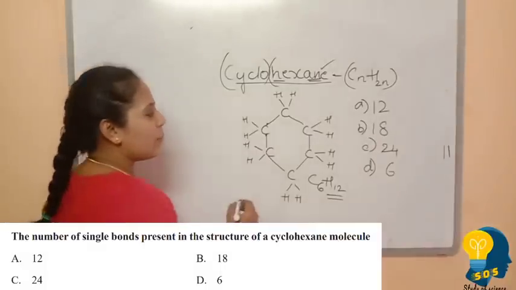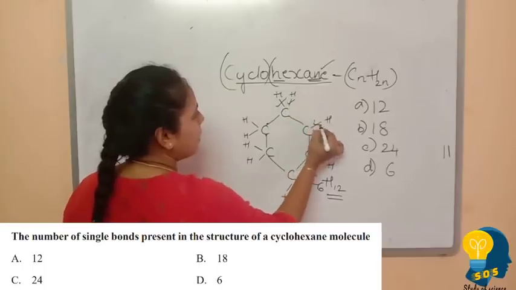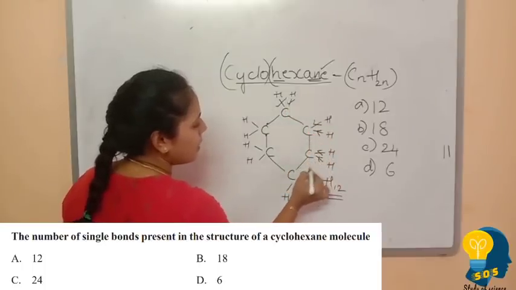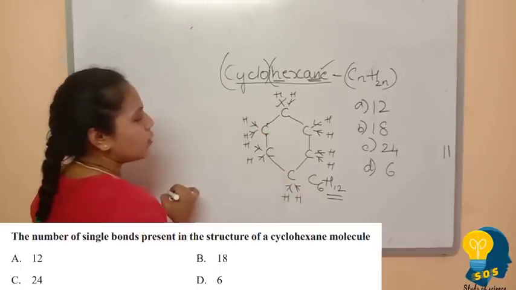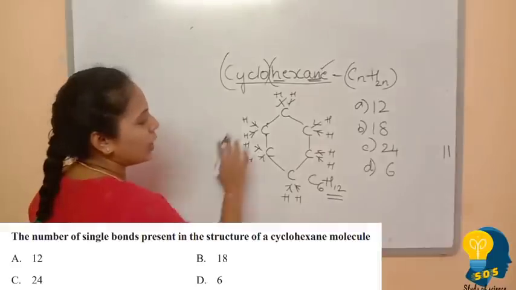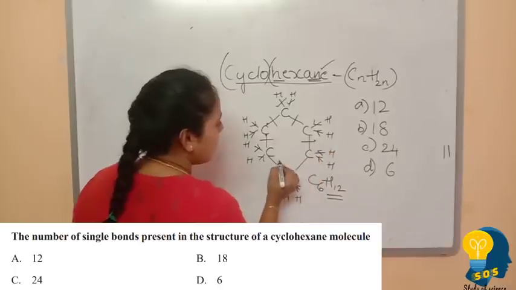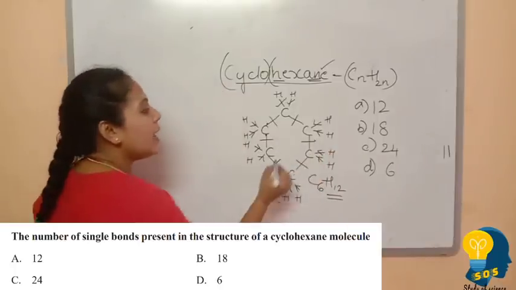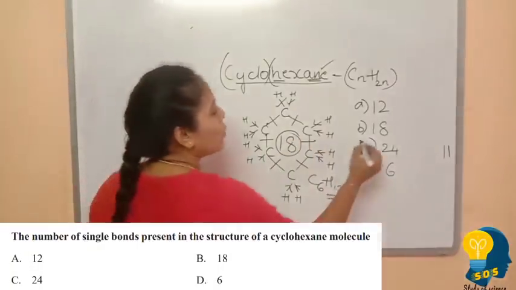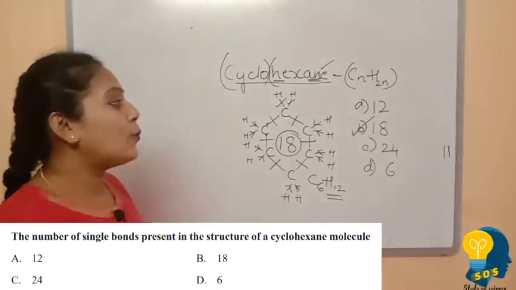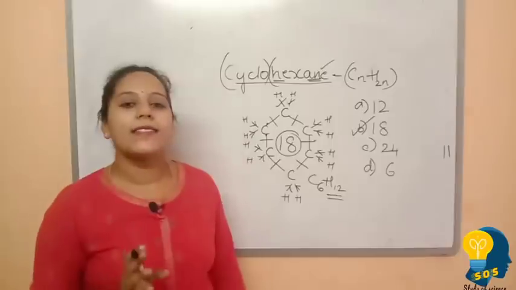Let us find out the number of bonds here. You can observe this is the first one, second and third, fourth, fifth, 6th, 7th and 8th, 9th, 10, 11 and 12. So we have completed with the hydrogen. So totally we have 12 bonds. Now 13, 14, 15, 16, 17 and 18. Totally there are 18 single bonds present in the cyclohexane. So the correct answer is option B, because there are 18 single bonds present in the cyclohexane molecule.